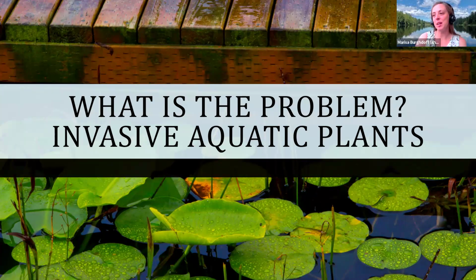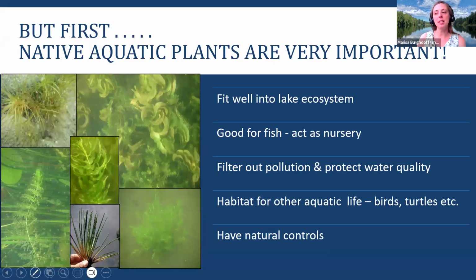So what we want to get started today talking about is what is the problem with invasive aquatic plants? And before we can talk about invasive aquatic plants, I think it's really important to first talk about native aquatic plants. And I just want to confirm everybody should be able to see the presentation now. If you're having any problems, again, you can message Megan. So native aquatic plants are super important to lake systems. They really are the base of the food chain along with algae. And they fit well into the ecosystem. That's really how our lakes evolved.